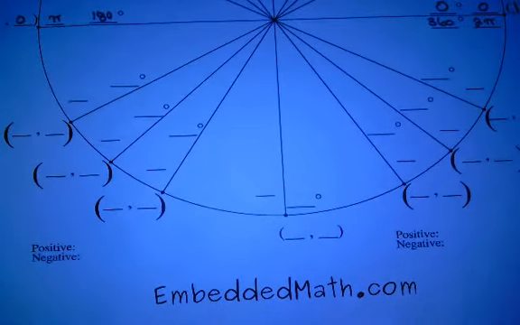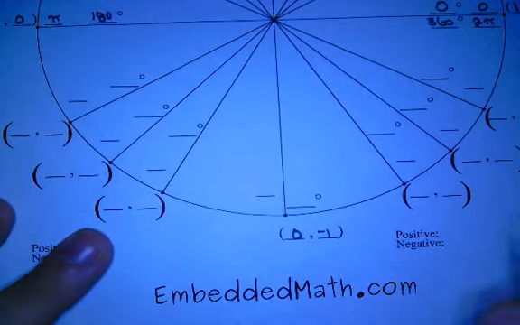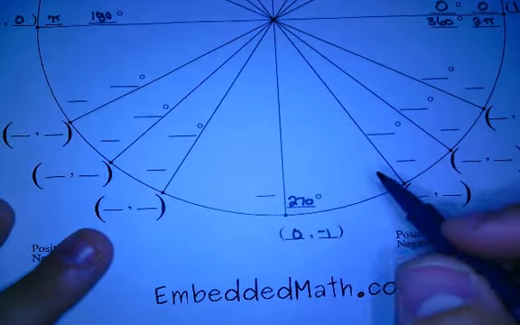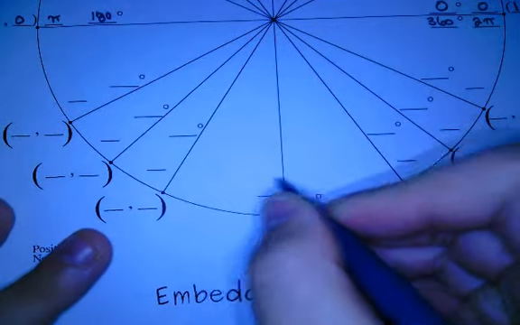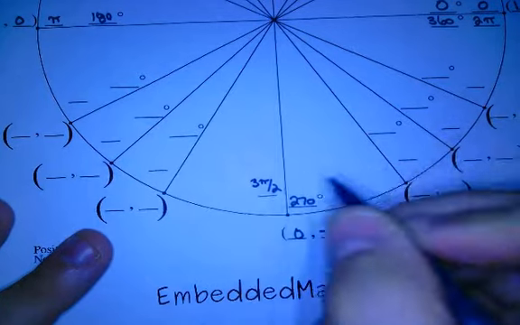Alright, this bottom one. 0, negative 1. How many degrees is that? 270. What's my radians? Three pi over 2.